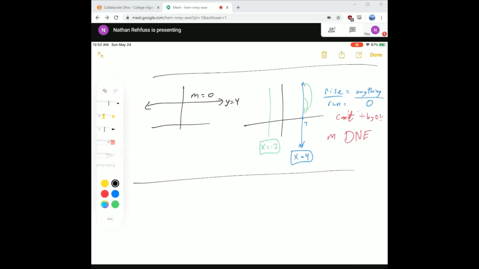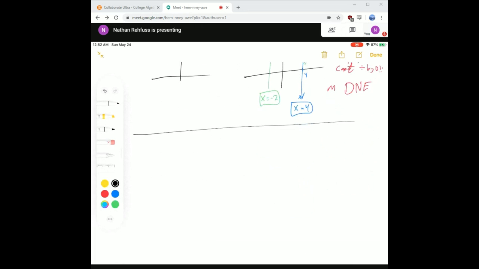Okay. I got a couple of special relationships between lines to tell you about, and then we are done with this chapter. Let's talk about parallel lines.